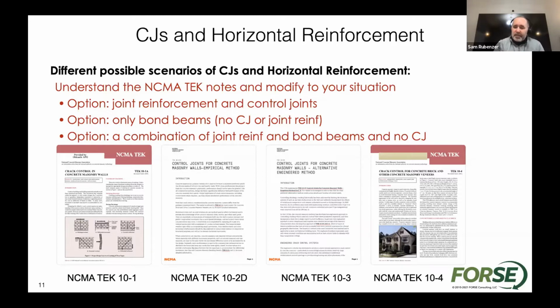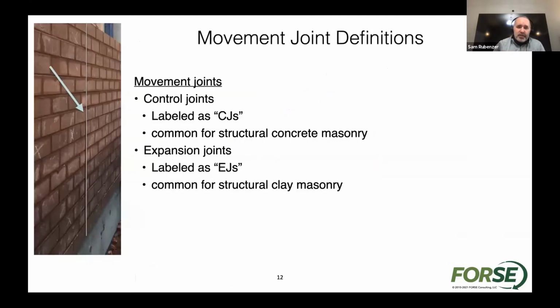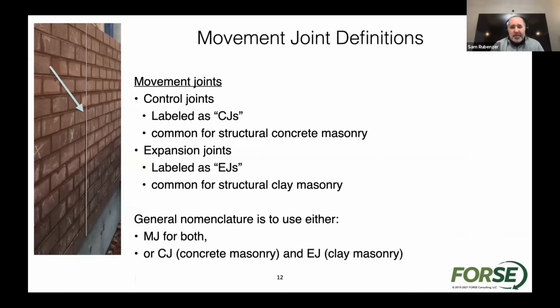These tech guides are what I used for this presentation. They were really the resources for how I defined some of the different options that we look at here, from all the data that's in these tech guides. So again, this is a really good thing to look at: what are these things called? Movement joints can be called control joints, can be called expansion joints. As Leroy said, I really don't care what you call them.